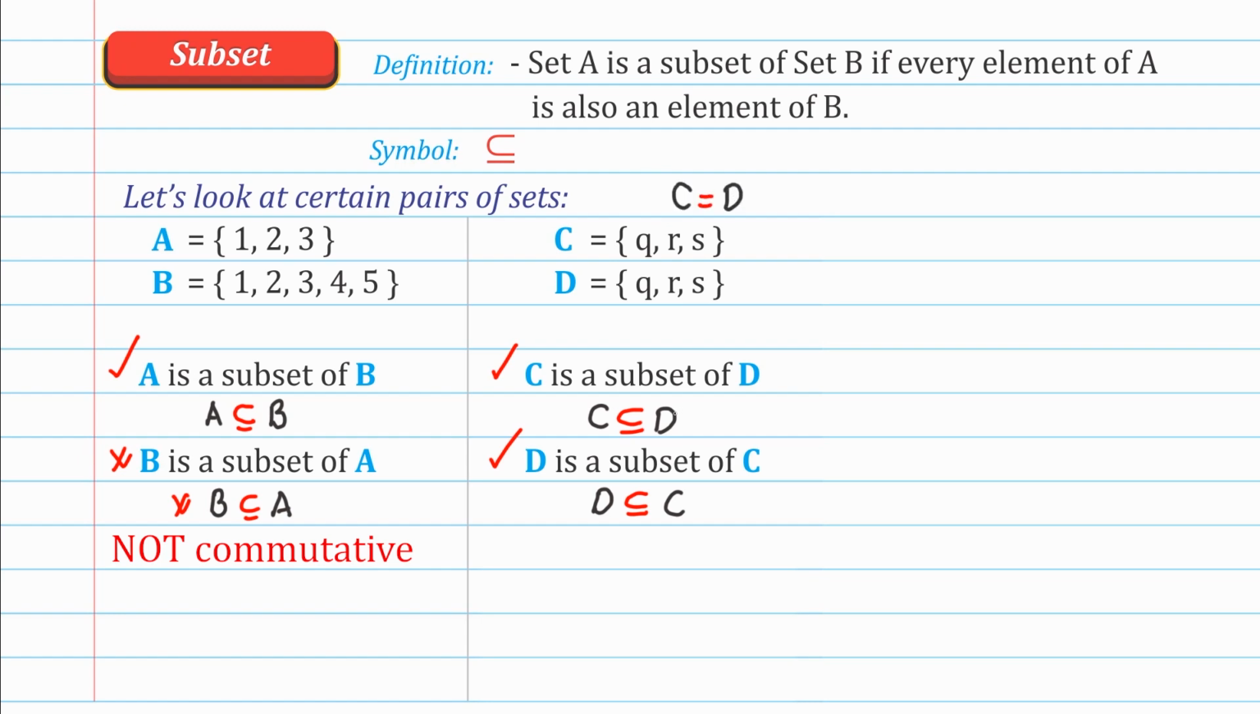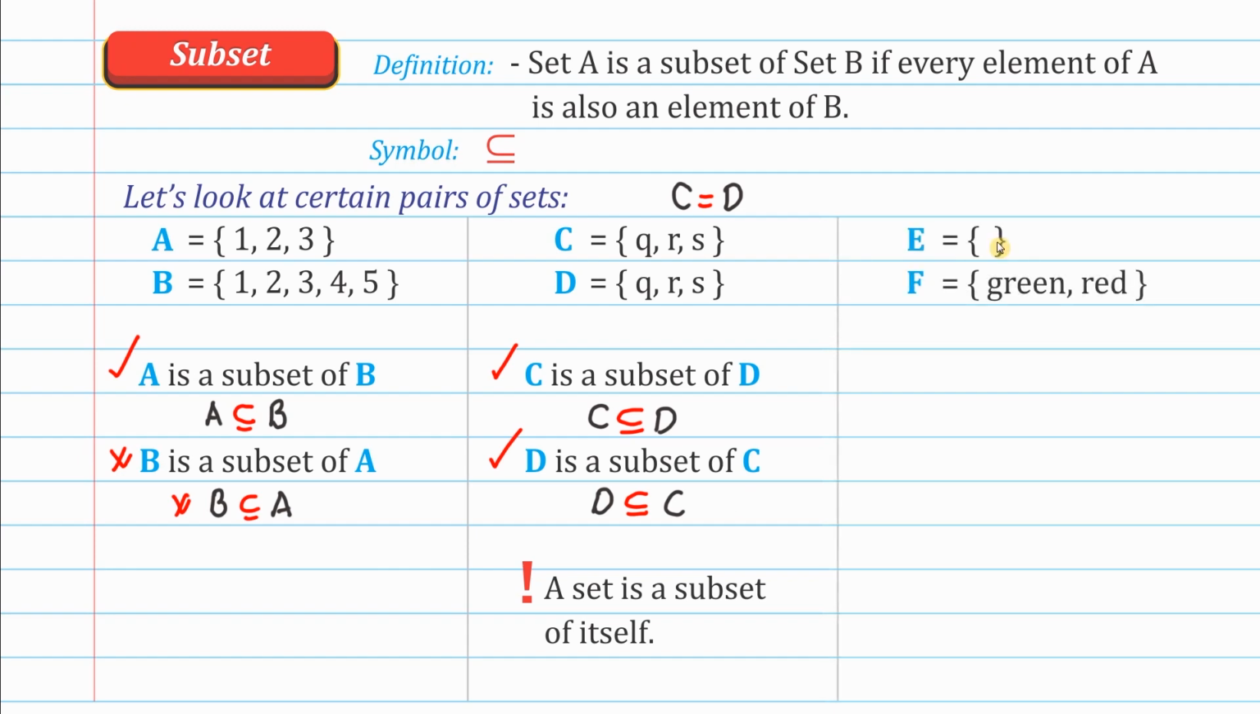Now, what can we generalize? If C were equal to D, then C is a subset of D, and D is a subset of C. So, the relationship subset is commutative if we have exactly the same sets. We can further say that a set is a subset of itself. Last pair.